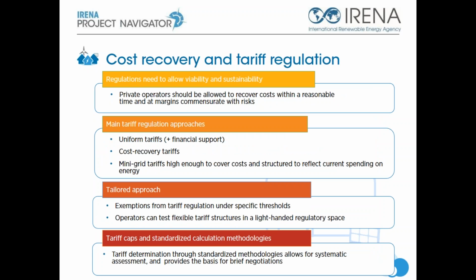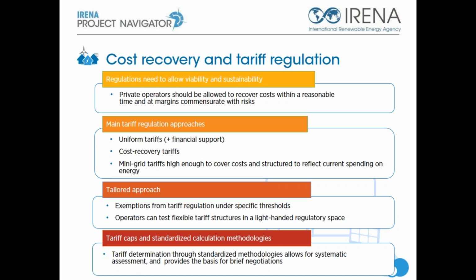Tariff regulation needs to be designed to allow viability and sustainability of mini-grids. In a number of countries, national uniform tariffs are applied, which are often too low to allow cost recovery without substantial financial support. However, we have seen that the traditional approach of uniform national tariff is paving the way for differentiated tariffs between main and mini-grid. For private sector mini-grids, one approach is to allow mini-grid tariffs to be high enough to cover their cost and be structured to reflect current spending on energy.